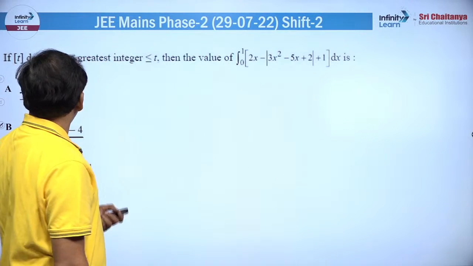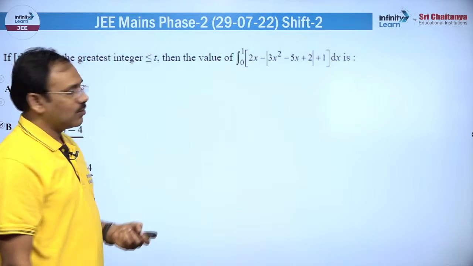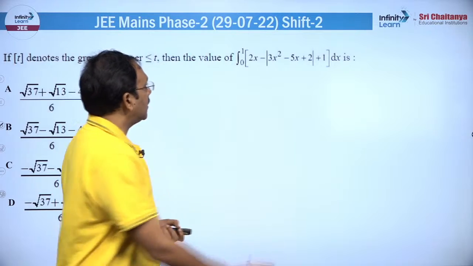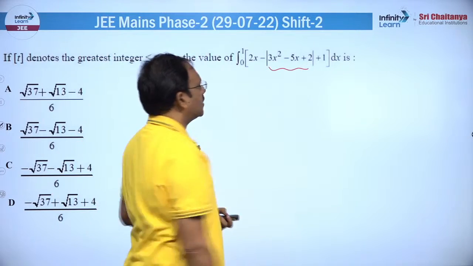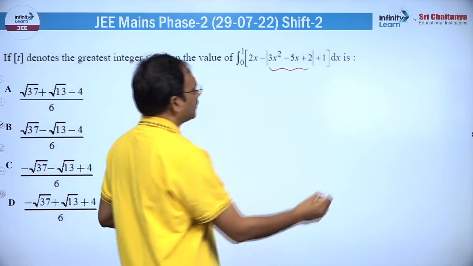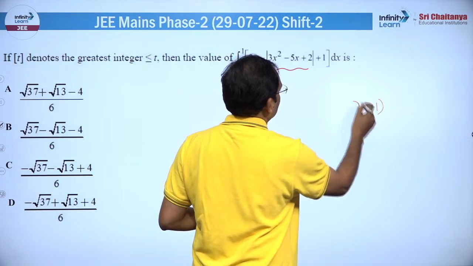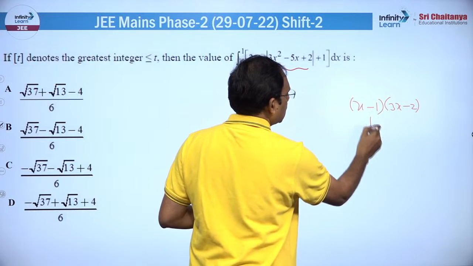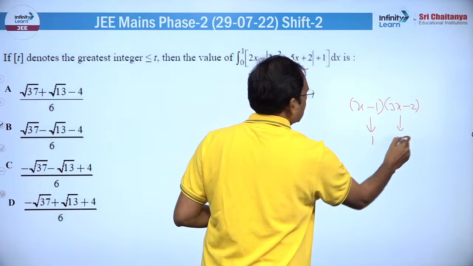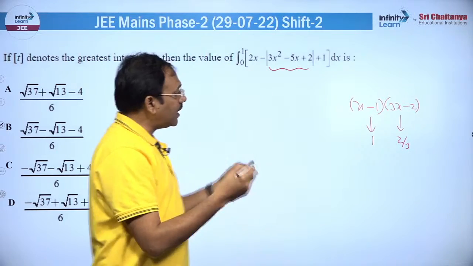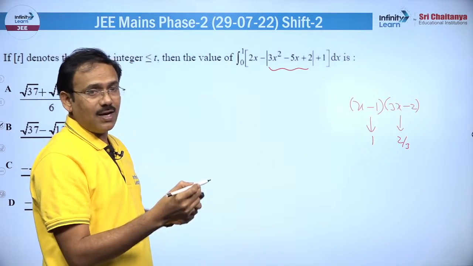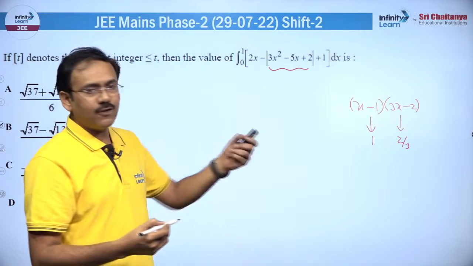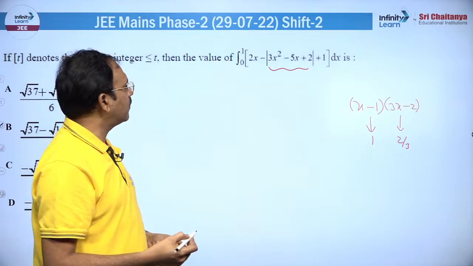Next friends, you just see, step denotes the greatest integer function, you need to evaluate this integral. Here the modulus of an expression is given, 3x square minus 5x plus 2, whose factors are (x minus 1) into (3x minus 2). This becomes 0 at 1, this becomes 0 at 2 by 3. So, the sign of this expression between 2 by 3 and 1 is negative, and before 2 by 3 it is going to be positive.